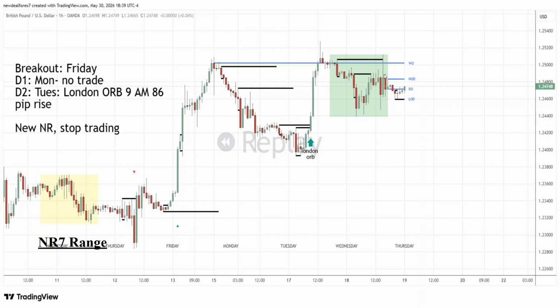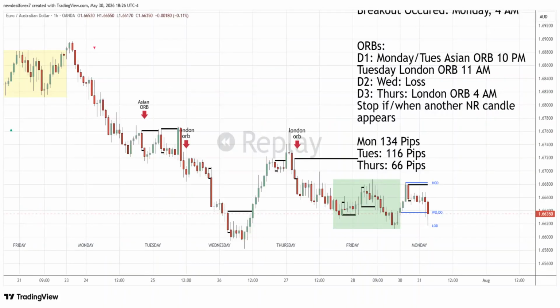Now, when a new range appears right here, I recommend you just go ahead and stop trading because this is a straight consolidation and it could be ready to break out to the downside. We just don't know. So if the next day ends and you just see another box appear for an NR4 or an NR7, either way, you can go ahead and just cut the trade.